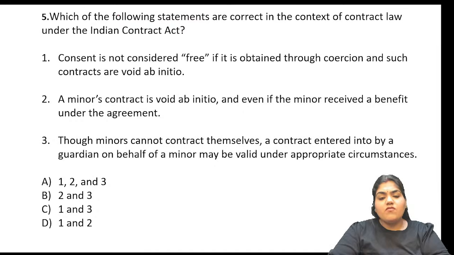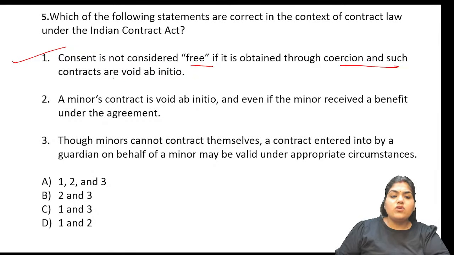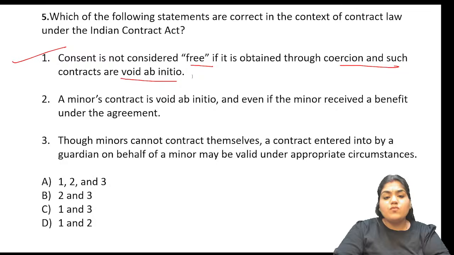Next, which of the following statements are correct in the context of contract law under the Indian Contract Act? Consent is not considered free if it is obtained by coercion. Yes, it is not. And such a contract will be void ab initio. No. Such contracts will be voidable.